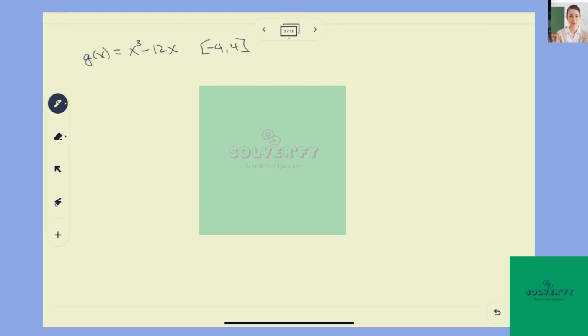So I want to sketch this function x cubed minus 12x from -4 to +4. And I'm just using a y-scale of -20 to 20. So I've got a point at the origin, and let's say 5, 10, 15. At -2, I'm at 16, and at +2, I'm at -16.